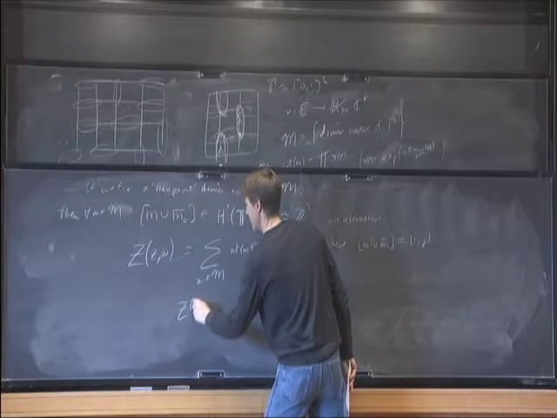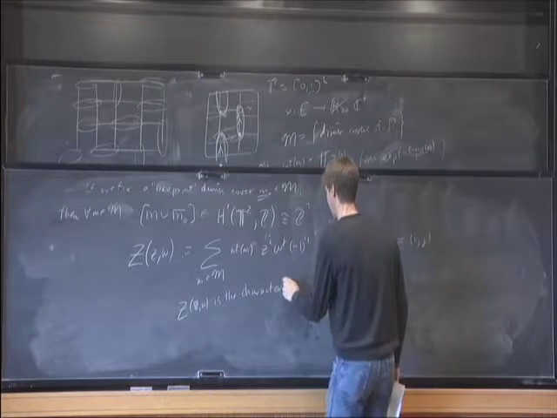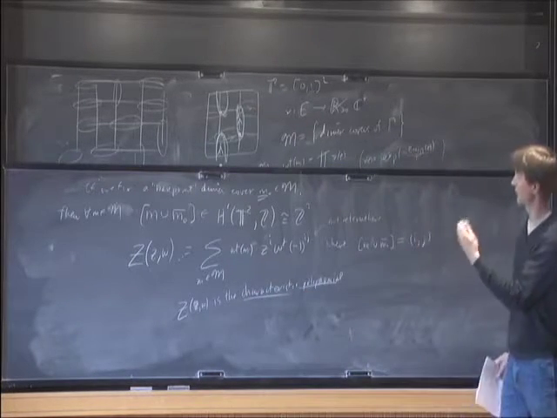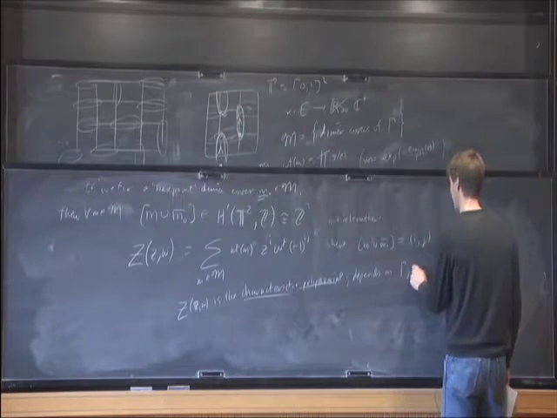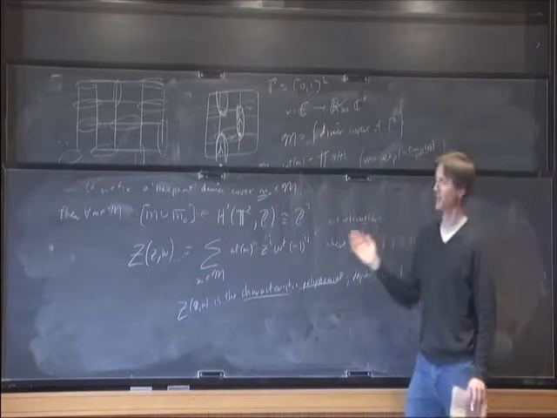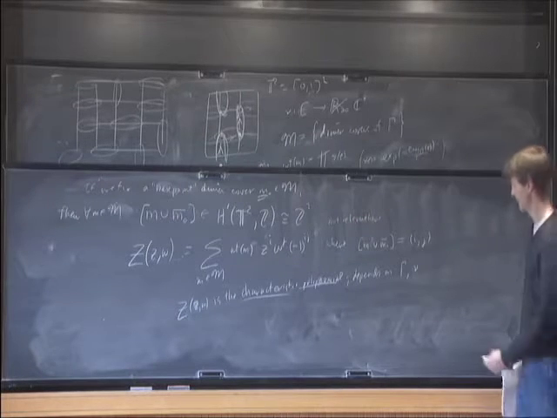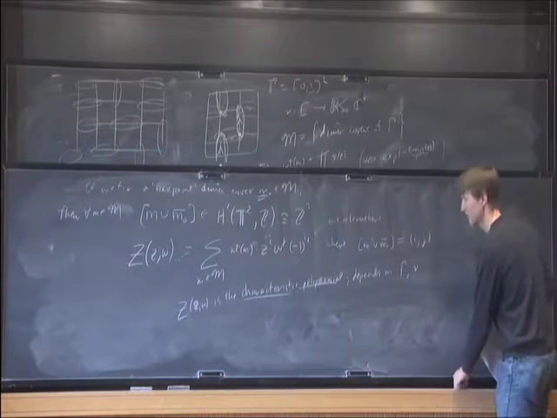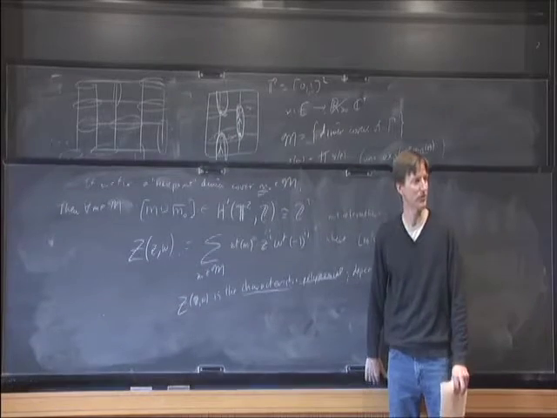So Z of z and w is the characteristic polynomial. And what does it depend on? It depends on the graph and the weights. Depends on gamma and the weights. And it also depends on this choice of base point dimer cover. But if we change the base point dimer cover, the whole thing gets multiplied by a monomial anyway. So projectively, it does not depend on M naught. So this is going to play the role of our spectral curve. The zero set of this polynomial is going to be our spectral curve.